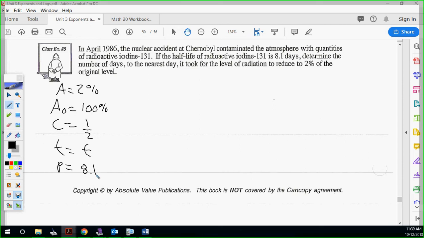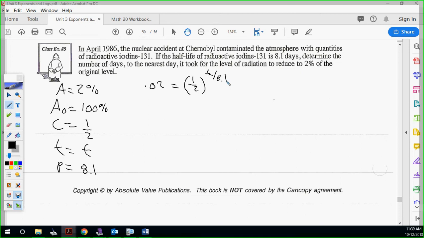What can be helpful from here, if you're confused on this, that's fine, is that if we want to move A naught over, 2 over 100 is 0.02, right? So we're going to have 0.02 on the left side, because I'm going to divide the 2 over to the 100, making it a little bit shorter. So it's going to be 1/2 to the T over 8.1. So now we're ready.